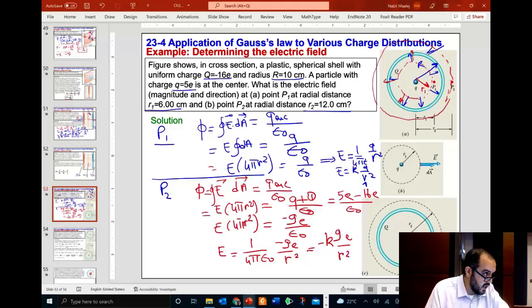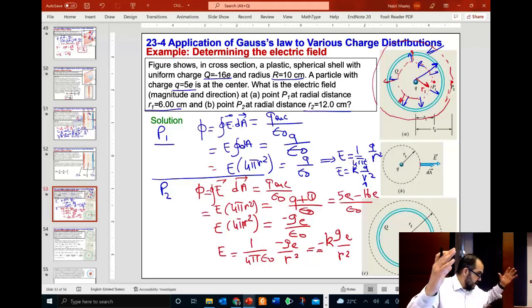So notice the electric field now is pointing in the negative direction. Because of this minus sign, it's pointing in the other direction. Why? Because the total charge, small q plus capital Q, is a negative charge, minus 9e. Hence the electric field is pointing towards the center of the sphere. But the magnitude is k times 9 times e divided by r squared.